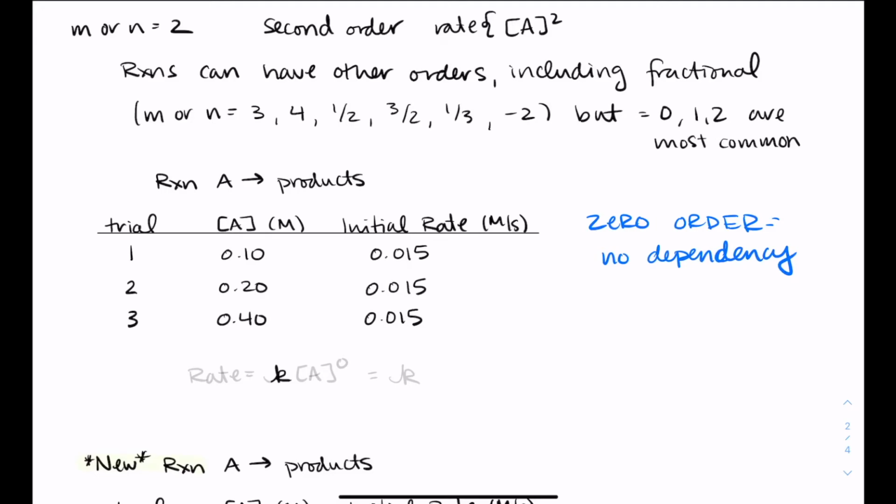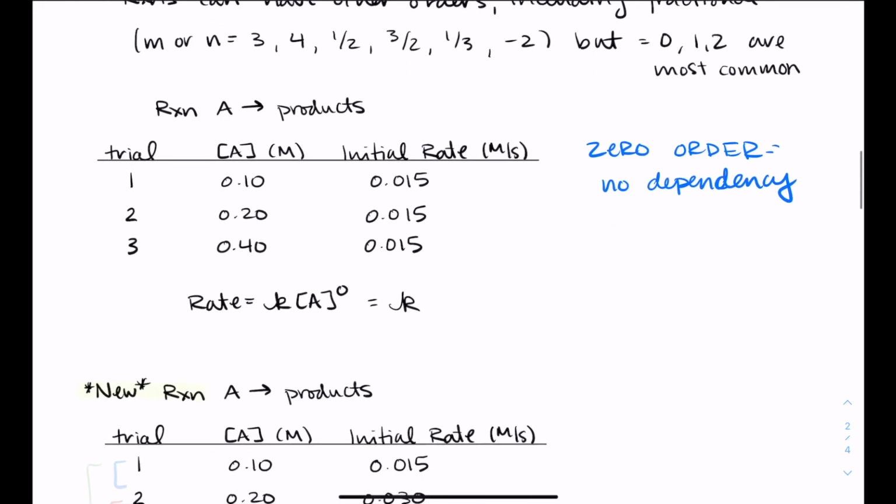So in my rate law, the rate is equal to the rate constant times the concentration of A to whatever the dependency is. Well, that's 0. So my rate is constant, and the rate is equal to the rate constant. So you could find the rate constant for this reaction really quite easily because we know the rate.